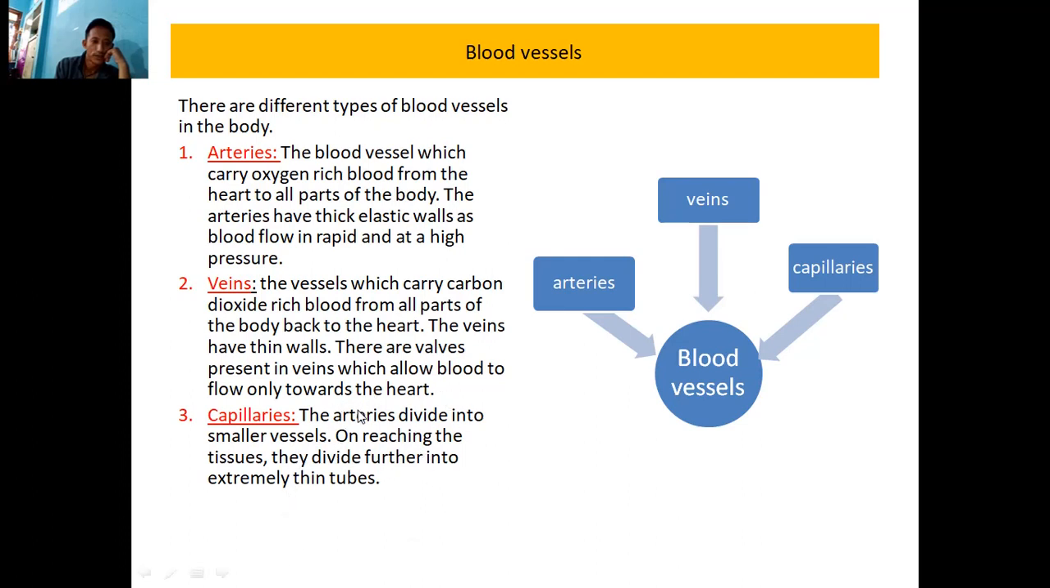The artery carries blood to the cells. On reaching the tissue, the artery divides further into extremely thin tubes that are called capillaries. The capillaries connect the artery to the tissue and the organs. Then the capillaries join to form veins. The blood tubes are the blood vessels.